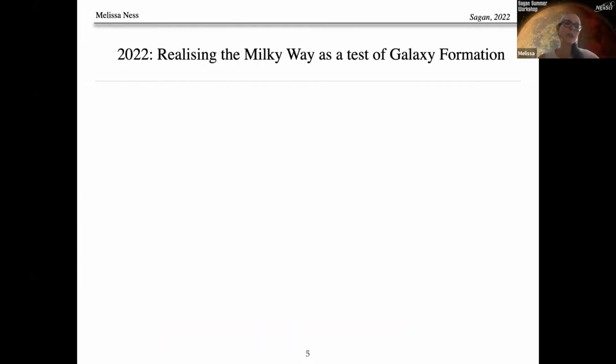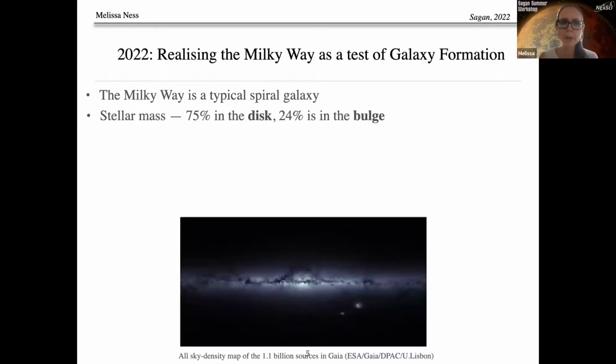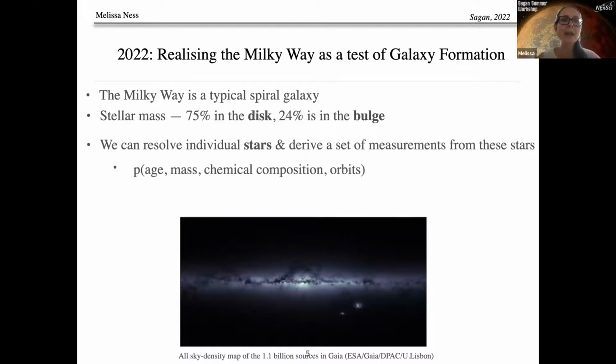Okay, so let's move to today, where what I think about the Milky Way data revolution is that we're realizing the Milky Way as a test of galaxy formation. The Milky Way is a typical spiral galaxy. We have the majority of the stellar mass in the disk and also in the bulge. And of course, you've seen this Gaia image, where it looks like a photograph, and this is measurements of the photometry of individual stars. For the Milky Way, we can uniquely resolve large ensembles of individual stars.